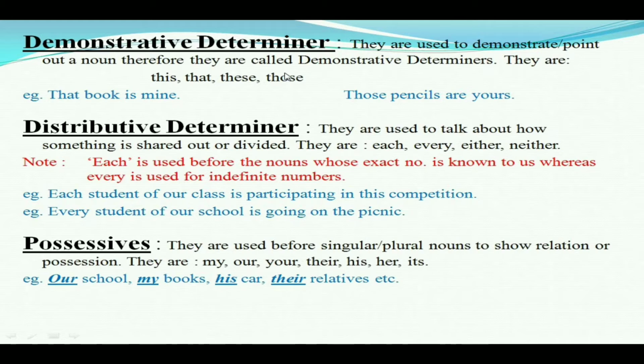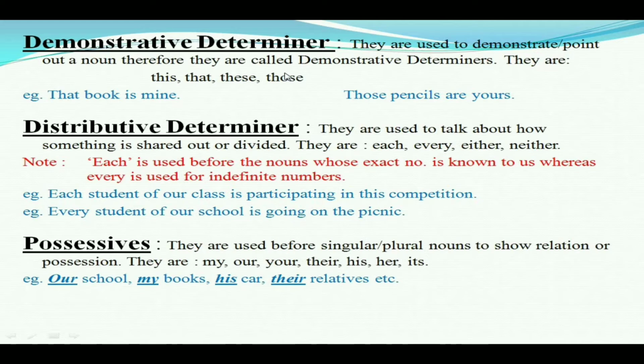Next is distributive determiner. They are used to talk about how something is shared out or divided. They are each, every, either, neither. If you are getting confused between each and every, let me tell you, where we know the exact number of subjects or nouns, there we use each. But if we do not know the exact number of subjects or nouns, there we use every.